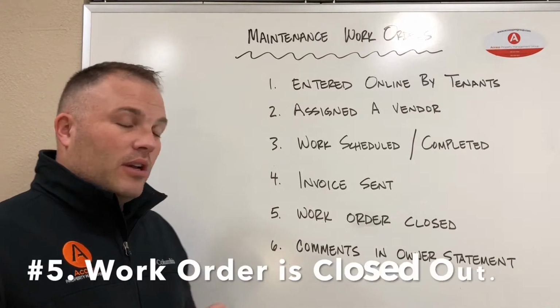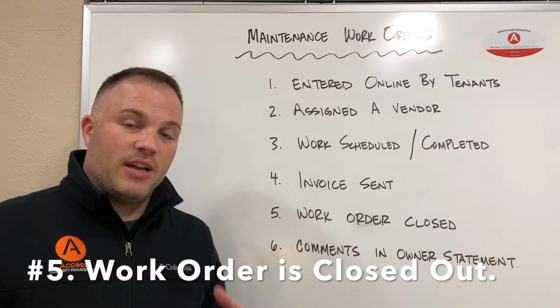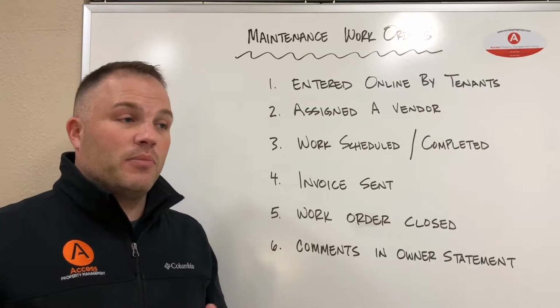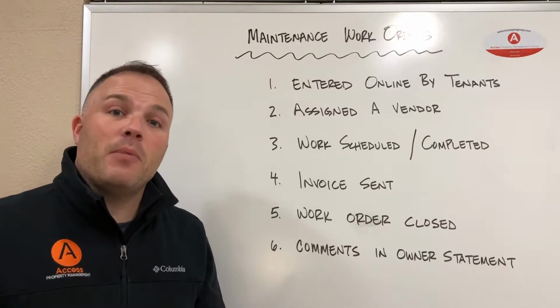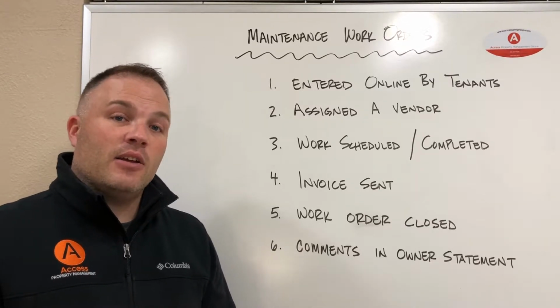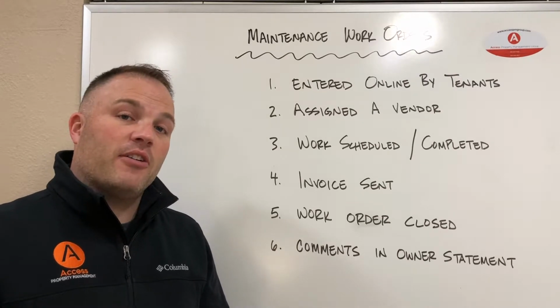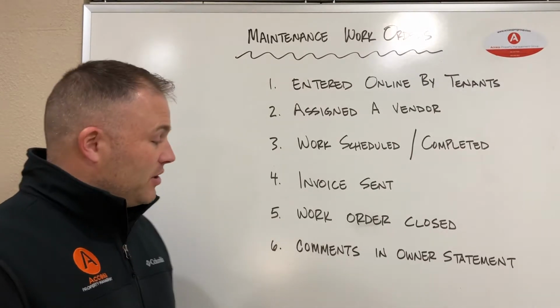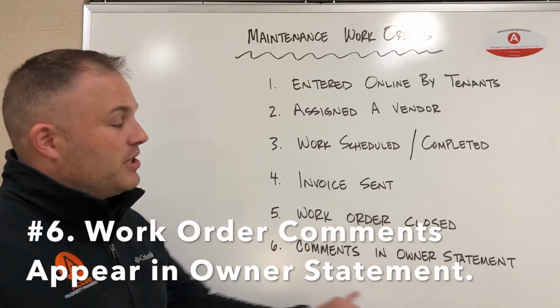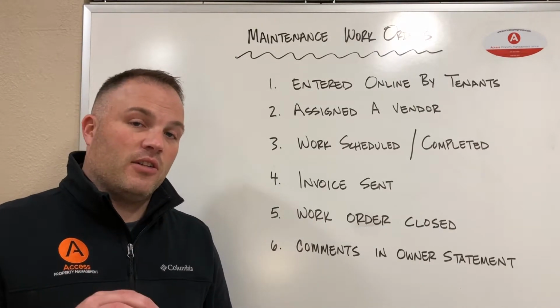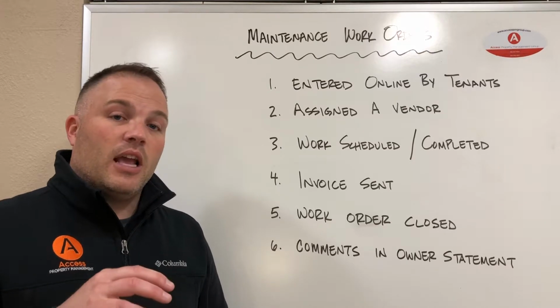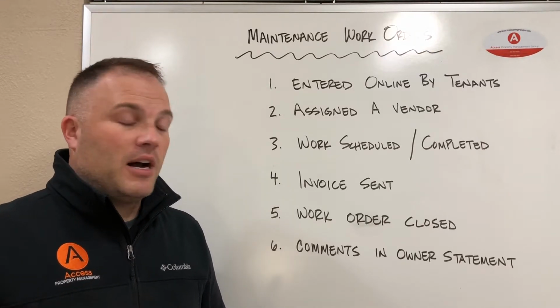When we close it out, we add in all the comments that the vendor put in on their invoice, which would be something like rehung chandelier that fell, or whatever it may be that the vendor did, with those details. Those are entered into the work order, and then you will see those comments in the owner's statement. So every month when you get your statement, it'll have a cost. It'll also have the work order number and what was done and for how much.